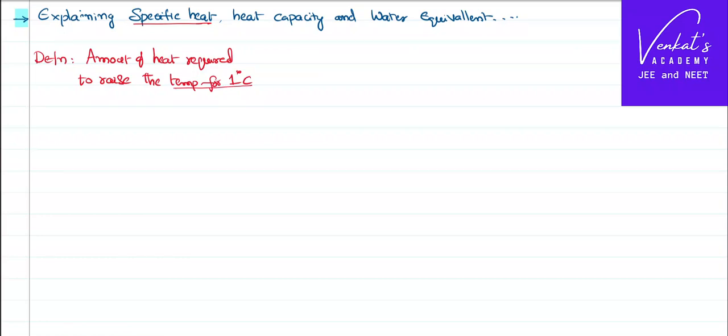The amount of heat energy required to raise the temperature of the body by 1 degree centigrade per unit mass of that substance. You are not going to raise the temperature of the entire body but of only unit mass. This is called specific heat.